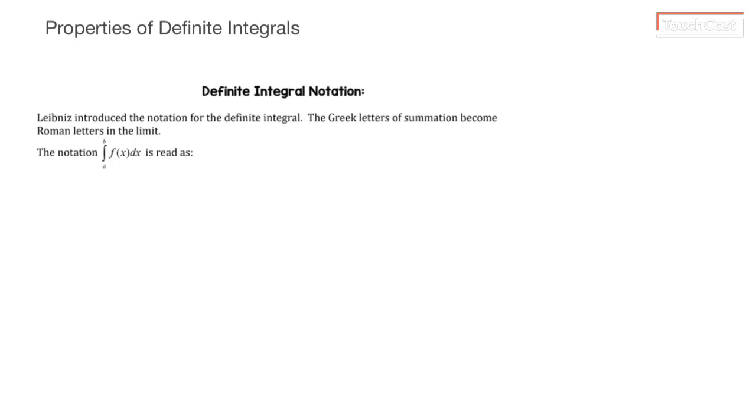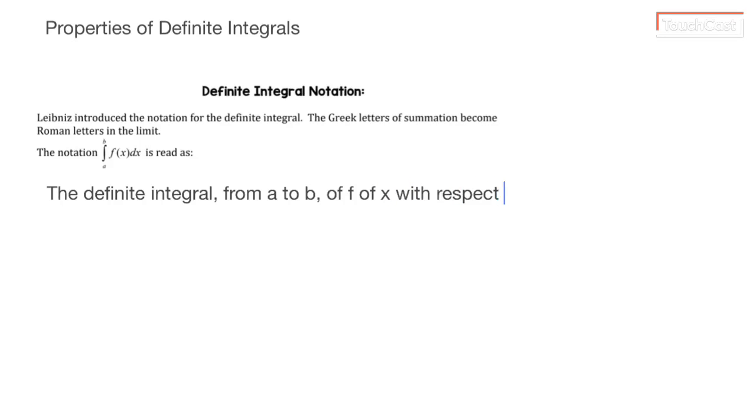Way back when, Leibniz introduced a notation for the definite integral. It represents Greek letters of summation becoming letters in the limit. So the summation notation we looked at in the last lesson, we can rewrite in the following notation, where it's read as the definite integral from a to b of f of x with respect to x.